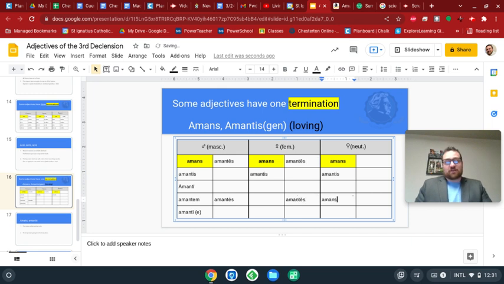Here, what are we going to do? We're going to put amans again. Here, we're going to use amantia, and we're going to use it twice. We're going to have this one be amantium. All third declension adjectives are I stems. So amantium, amantium, amantibus, amantibus. We're going to use that 6 times total.